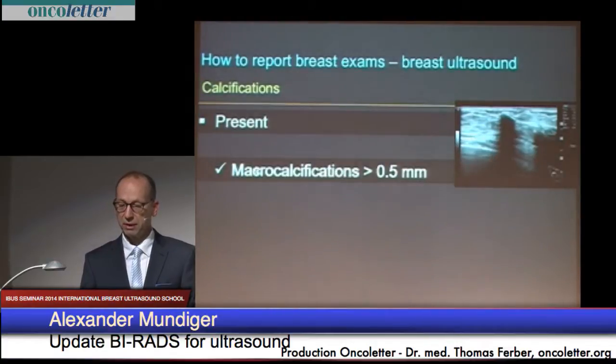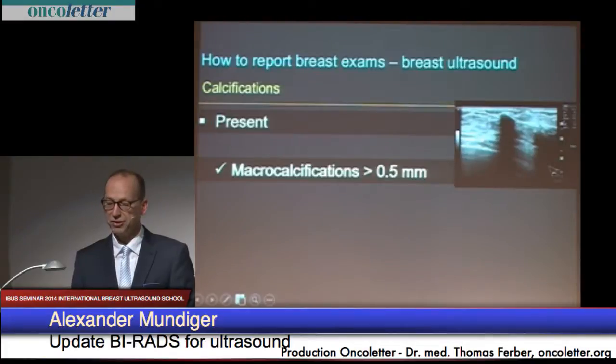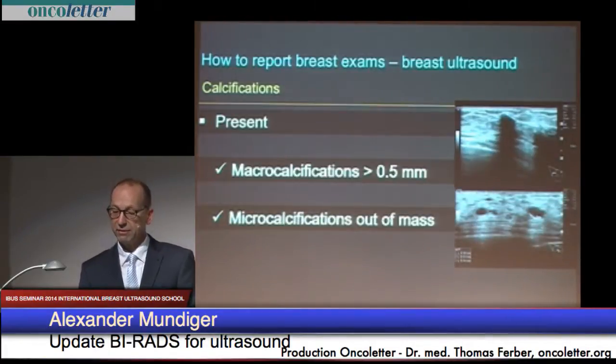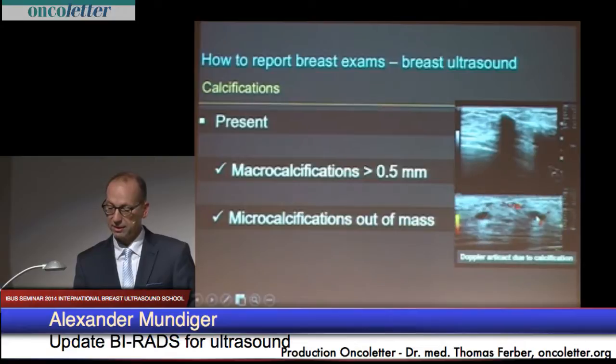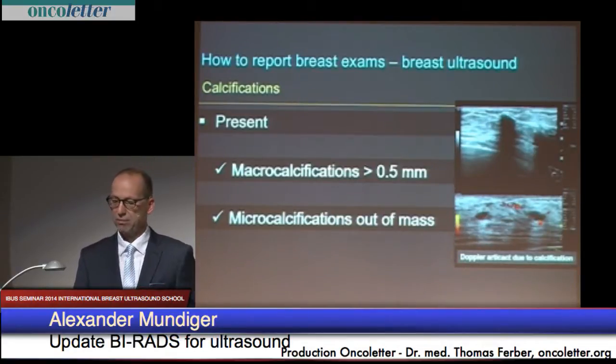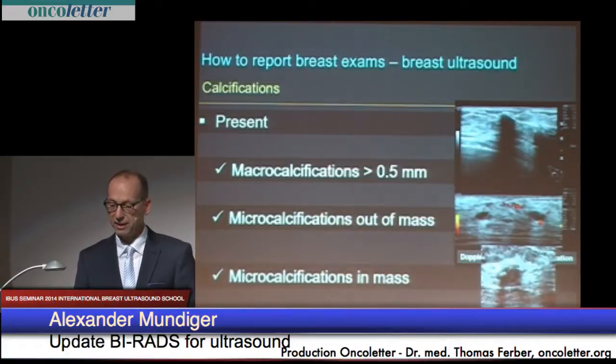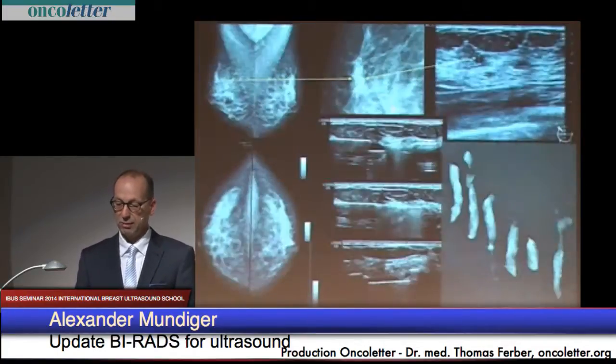Here we have a typical macrocalcification, which is larger than 0.5 millimeters. Here you can see very small, tiny microcalcifications in the peripheral area of a cyst. And sometimes you see a Doppler artifact if you apply Doppler to these calcifications. And here you can see microcalcs with shadowing, so maybe it's just macrocalcification within a fibroadenoma.